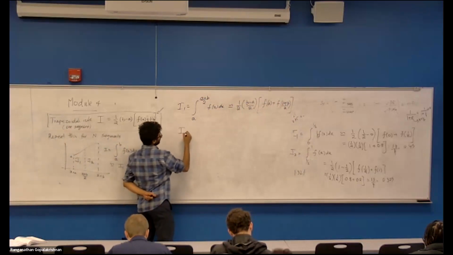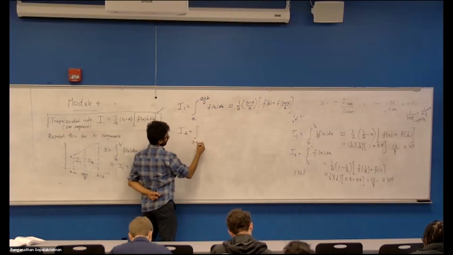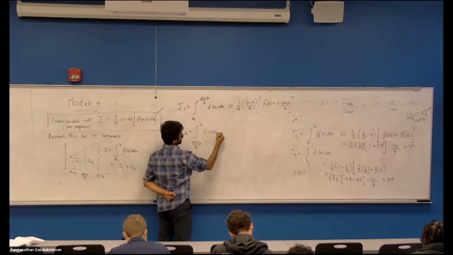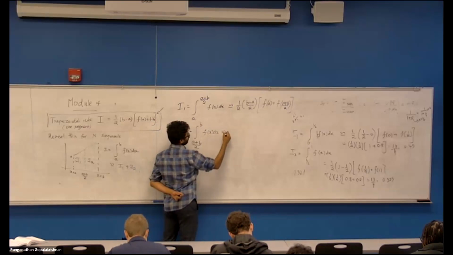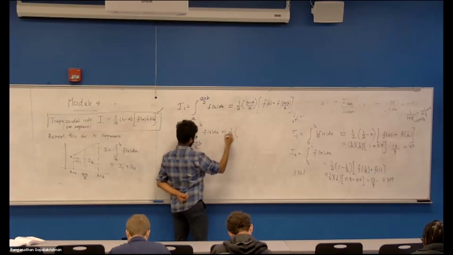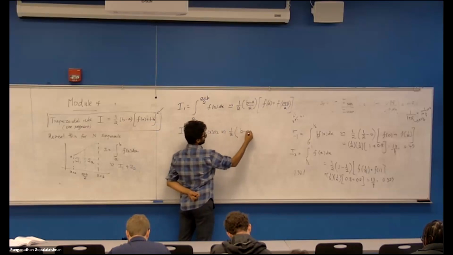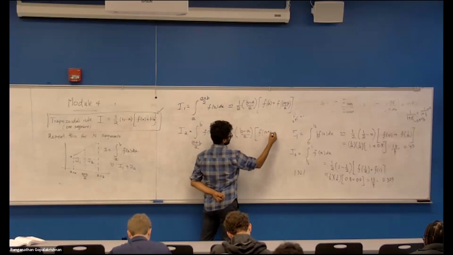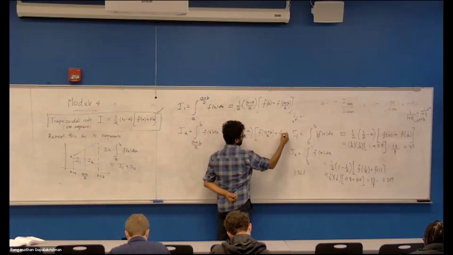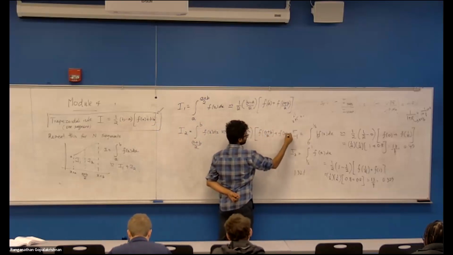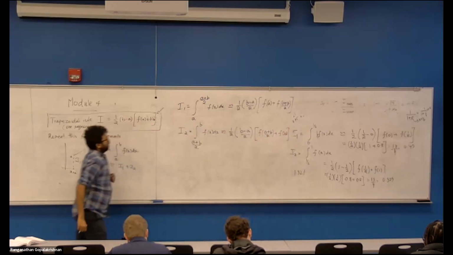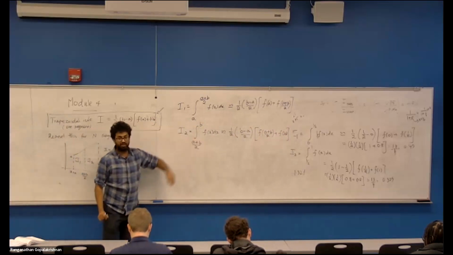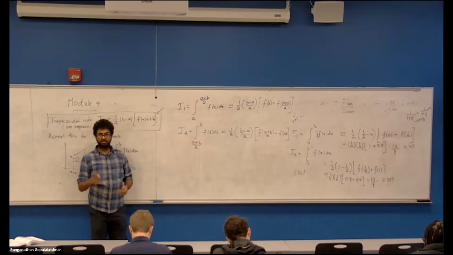What would be I2? I2 is the integral from a plus b over 2 to b of f of x dx, which according to the trapezoidal rule is half of, again, b minus a over 2 multiplied by f of a plus b over 2 plus f of b. Stare at this and tell me if you have any questions. Somebody had a question.